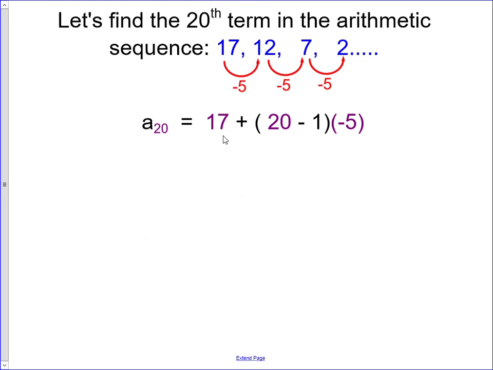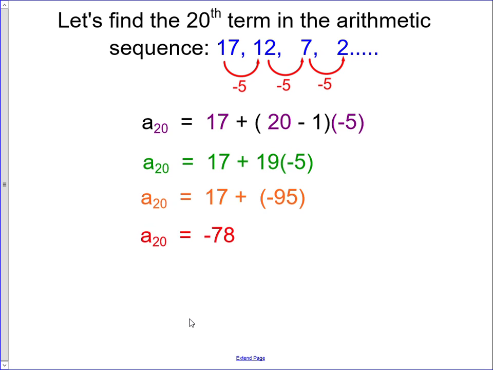Our next step is just to follow order of operations. 20 minus 1 is 19. So now we have a sub 20 is equal to 17 plus 19 times negative 5. We need to do the multiplication next. 19 times negative 5 is negative 95. So we have a sub 20 is equal to 17 plus negative 95. The only thing left to do is our addition, which tells us that the 20th term of this sequence would be negative 78.